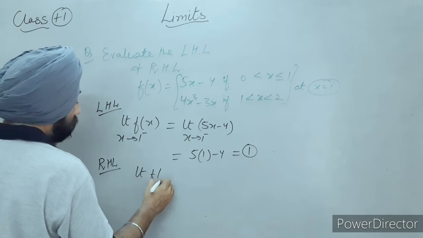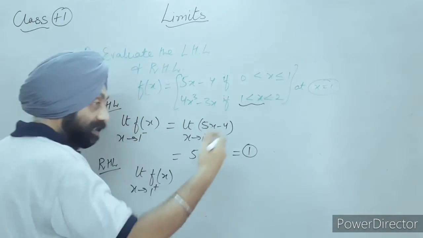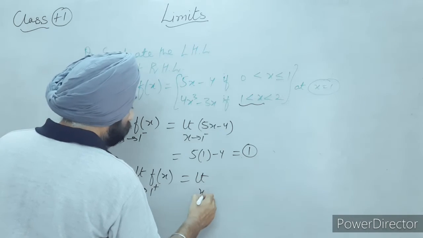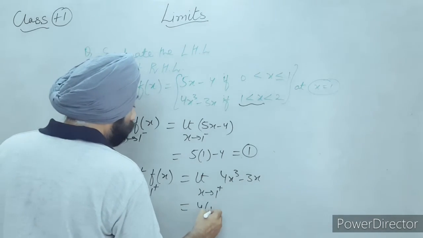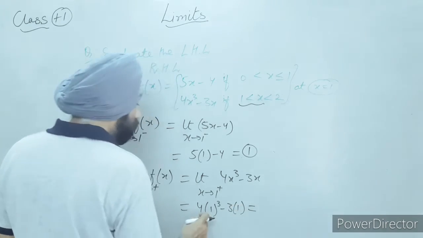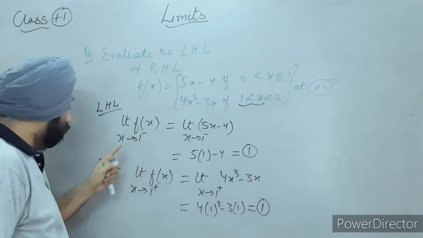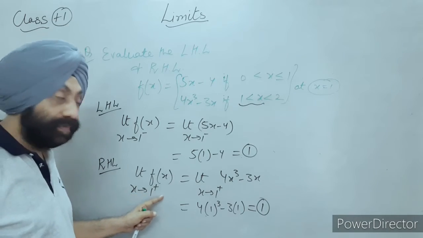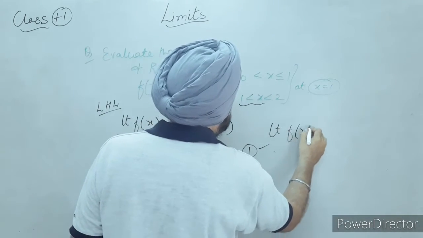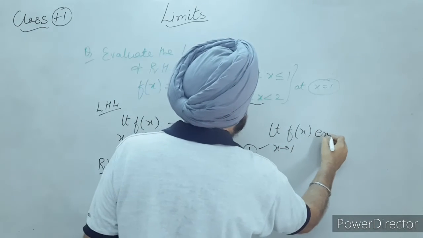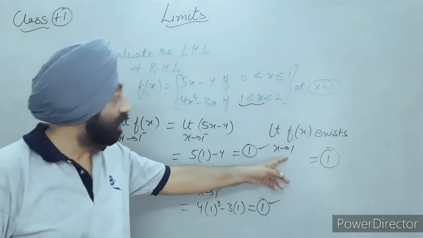For the right hand limit, the limit of the function as x approaches 1 plus, right? x is greater than 1. Look here, for the right hand side the function has this value. Limit as x approaches 1 positive of 4x cube minus 3x. That becomes 4 into 1 cube minus 3 into 1. That is 4 minus 3. It is 1. Now you look, the left hand limit as x approaches 1 negative and the right hand limit as x approaches 1 positive both have the same answer. Both have the same number. Therefore, we say the limit of the function as x approaches 1 exists. And this is equal to what? 1. So the limit of the function as x approaches 1 is 1.